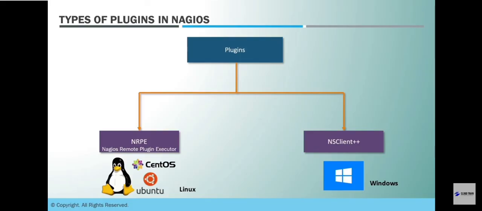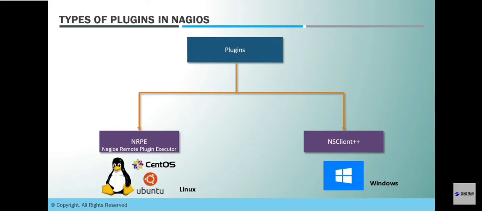Based on the type of device, there are a few plugins to connect with the master host. The NRPE plugin is used to monitor your Linux devices and connect with them. It can be CentOS, Ubuntu, or any Linux flavor, Fedora, Red Hat, all can be connected with the help of the NRPE plugin installation. When you have Windows devices, you need to have the NSClient++ plugin installed, and then they will be able to talk to the Nagios host.